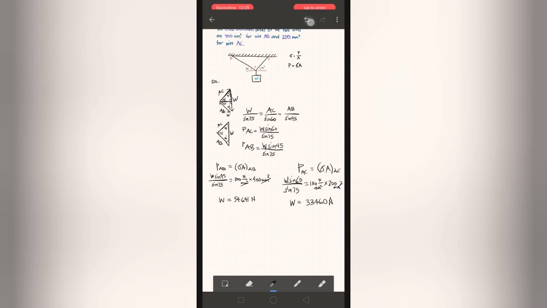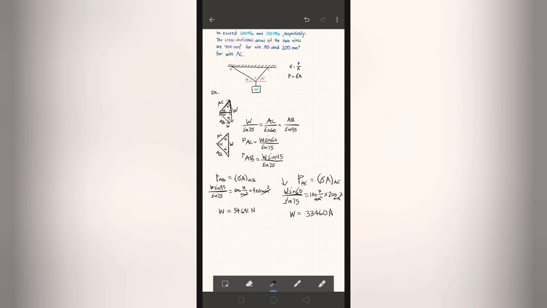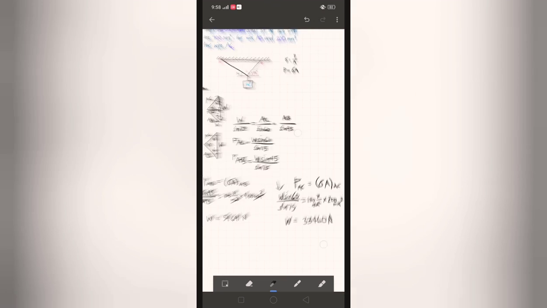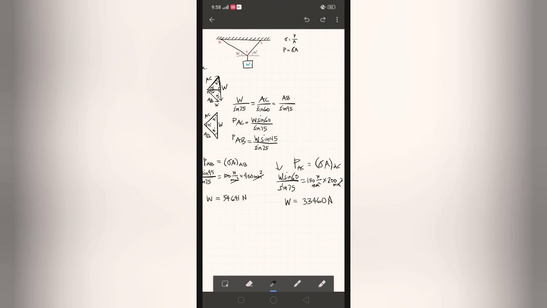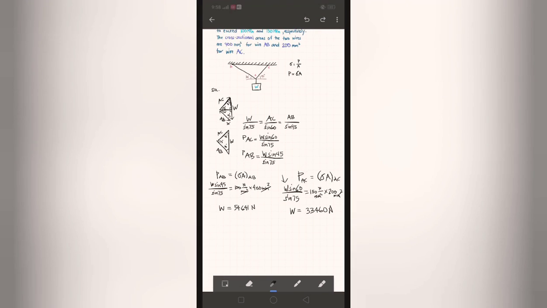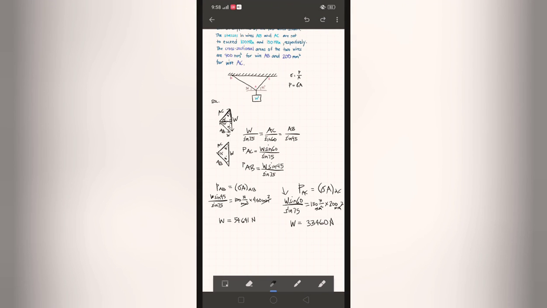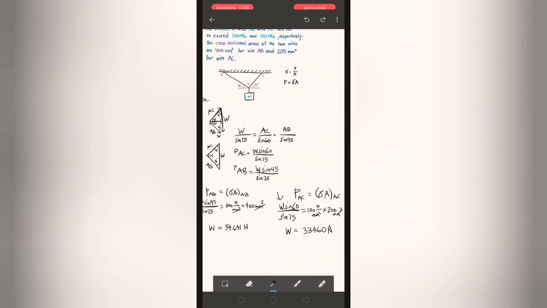On the other hand, if we substitute this W to this equation and we got a result of greater than this 150 MPa stress, therefore this weight, if we put that here in our system, will no longer be safe, and eventually the wire AC will break due to that load.